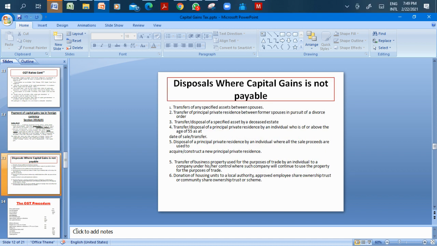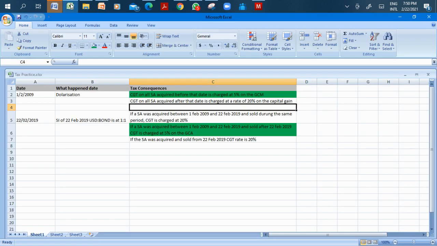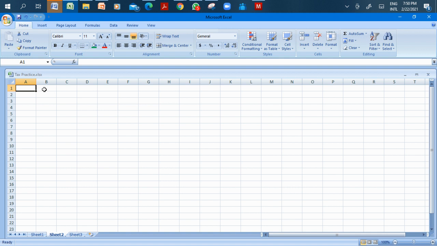Let's quickly discuss the CGT procedure before we are timed out. The recordings are 1 hour long. So if we reach the 1 hour threshold, then it will stop us and then record another session. Okay, what is the procedure?